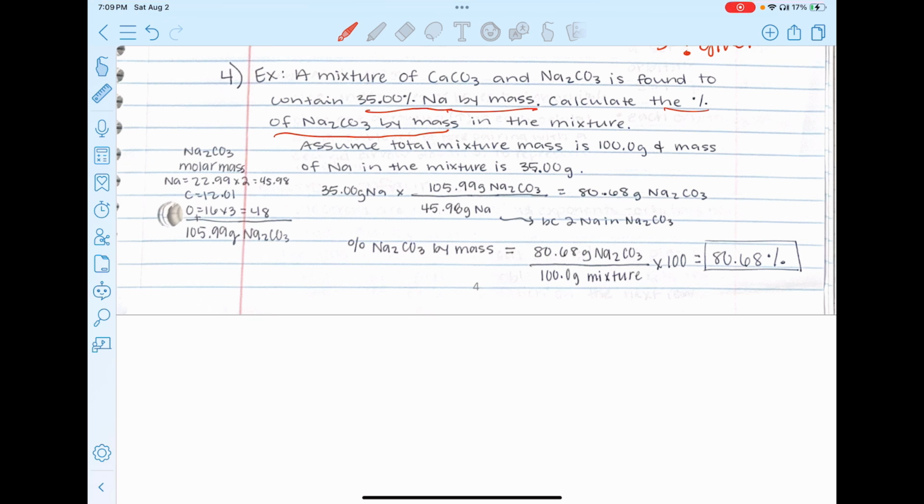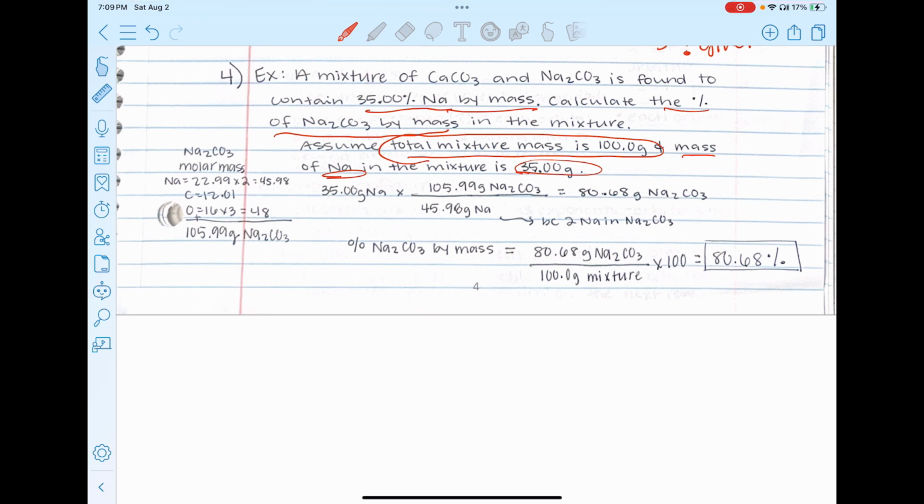We're told to assume the total mass mixture is 100 grams, and the mass of the sodium is 35 grams. So we've got a couple of numbers to work with. So the first thing I want to do is change sodium to sodium carbonate. Because I want to find percent by mass, so I've got to find the grams first so that I can take that, work that into a percentage problem and part over the whole.